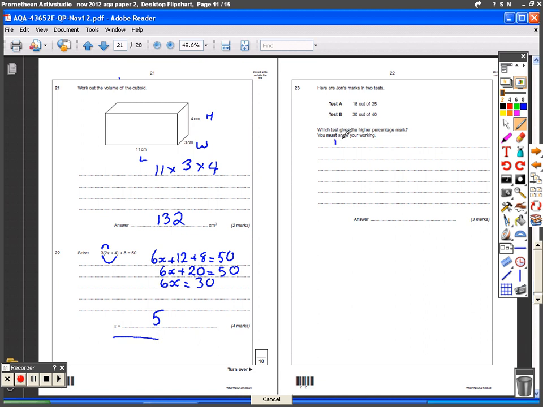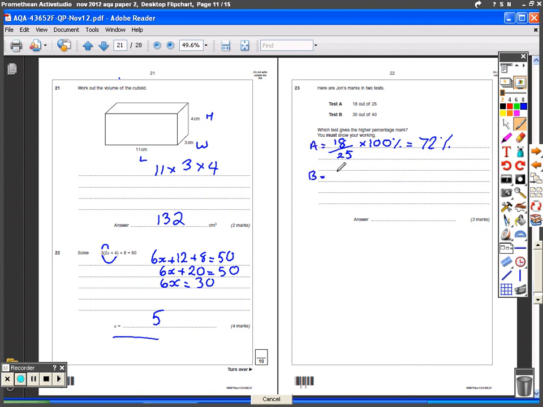So if John got 18 out of 25 on his exam, you can open up a fraction button and type it in, 18 out of 25, or you should know this line here means divide, so you could do 18 divided by 25. That would give us the decimal, so of course if we want the percentage, we multiply our answer by 100 to get an answer of 72%. So that was for test A.